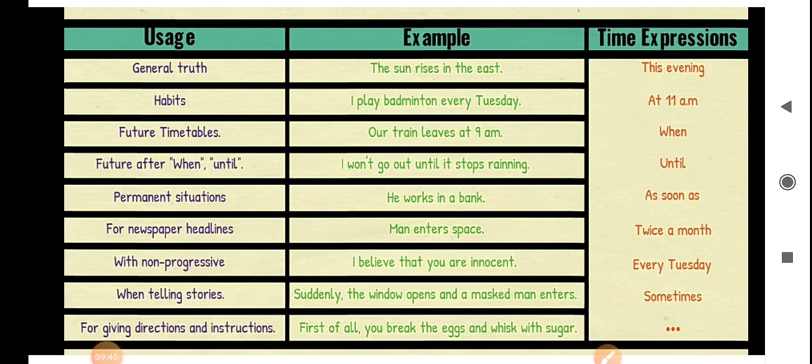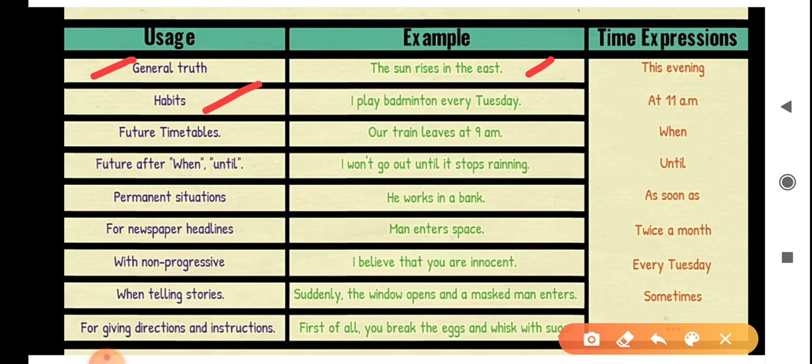Here are some uses of simple present tense. First one is general truth. For general truth, we always use simple present tense. For example, the sun rises in the east.